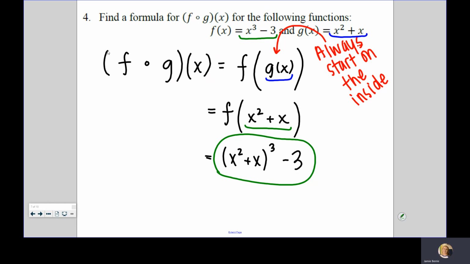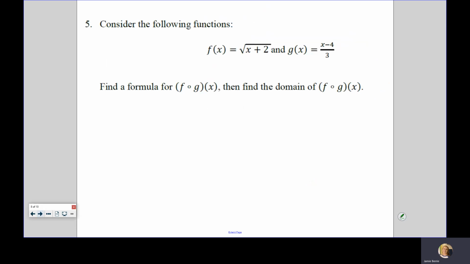So just plugging functions into other functions. And the most important thing to remember is, of course, first this rule, but second, to always start on the inside. That's the rule regardless of if you're plugging in a number or if you're plugging in a variable. All right, so let's look at another one. I think we're finding the domain on this one.